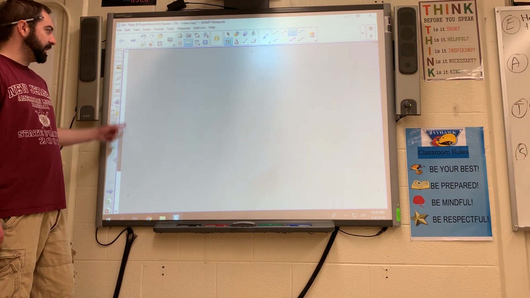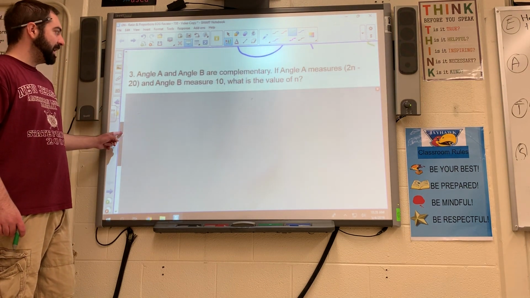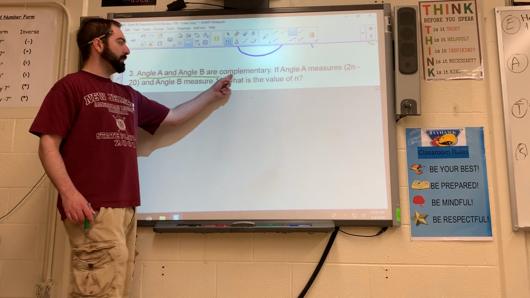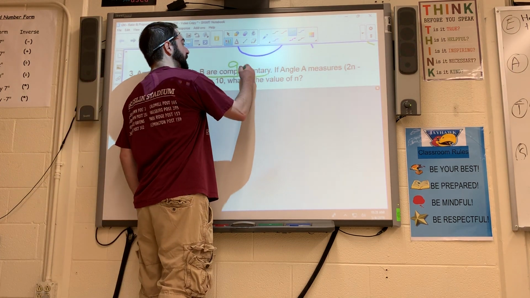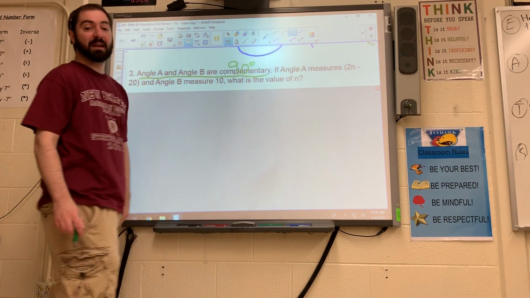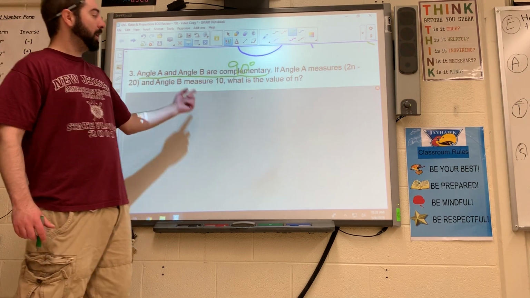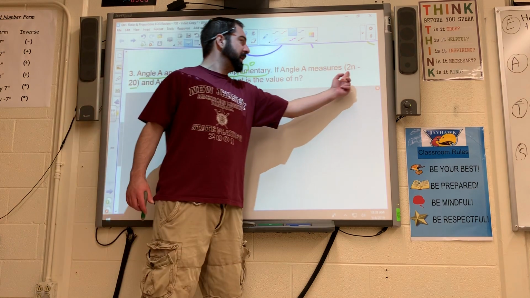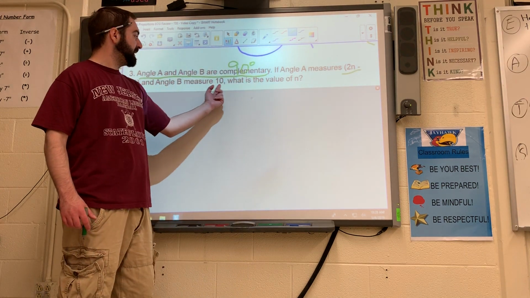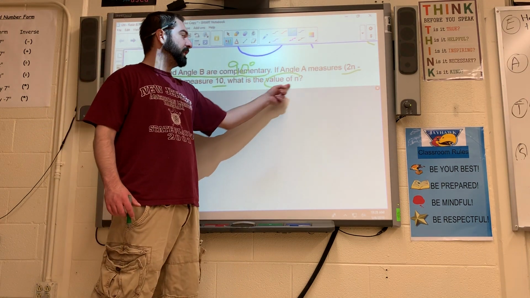Number 3, angle A and angle B are complementary. Well, right there, I'm going to stop there, and I know that these two angles make complementary corners, 90-degree angles. Angle A is 2n minus 20. Angle B measures 10 degrees. What is the value of n?